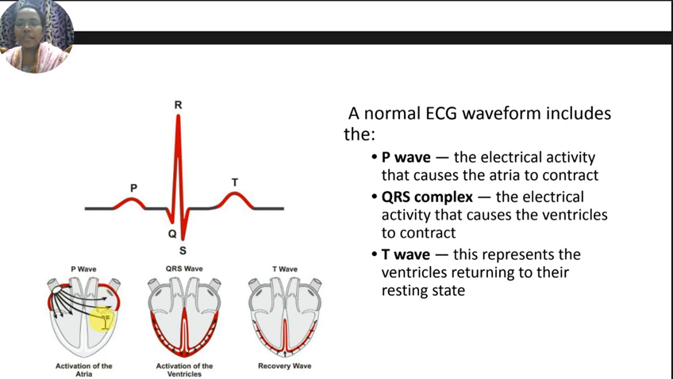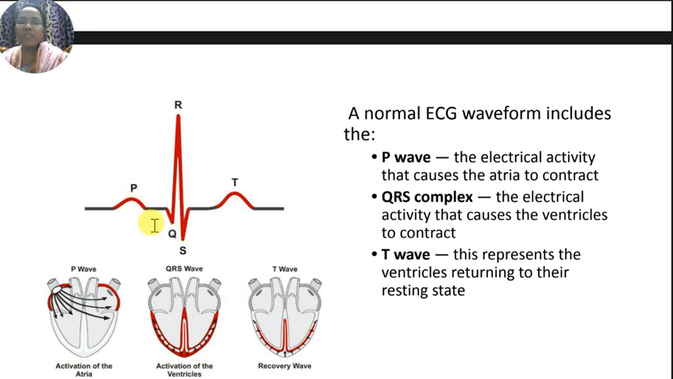So the passage of the electrical impulses causes atrial depolarization. So the atrium gets contracted. Then again it passes to the ventricles. After the atrial depolarization, atrial repolarization takes place. The reversal of positive and negative ions is called depolarization, and going back to the original position is called repolarization. So this depolarization and repolarization produces a waveform called PQRST.